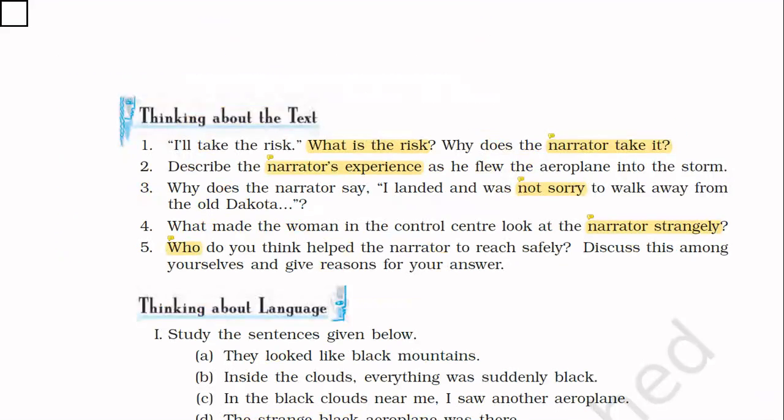So this is what he thinks about. And we think that it was himself, like I have been repeatedly saying. Anyway, we'll say it again. So let's discuss the questions first. Thinking about the text, question number one.